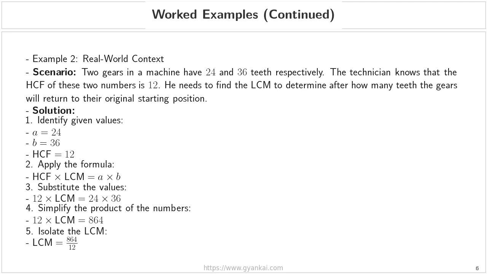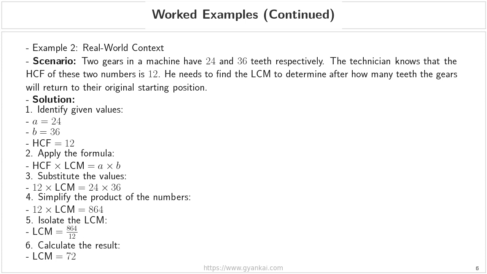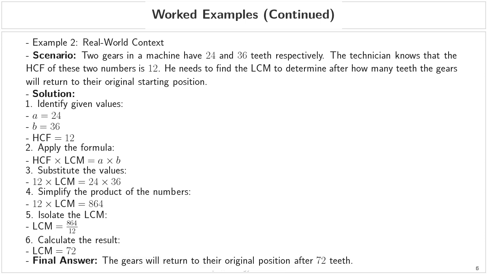To isolate the LCM, we simply divide 864 by 12. Performing that final calculation, we find that the LCM is 72. Therefore, our final answer is that the gears will return to their original starting position after 72 teeth have passed. As we move to the next slide, I want you to pay close attention, because while this formula is powerful, there is a very important trap you must avoid when using it.